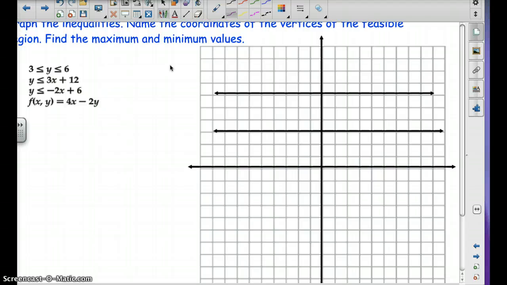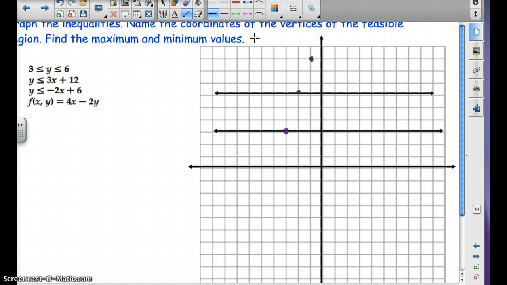Alright, so the next one is going to be 3x plus 12. 12 is up here, so we go down 1, 2, 3, to the left 1, because it's a positive slope. 1, 2, 3, to the left 1. So let me finish this. 1, 2, 3, here. And again, this is going to be a solid line.